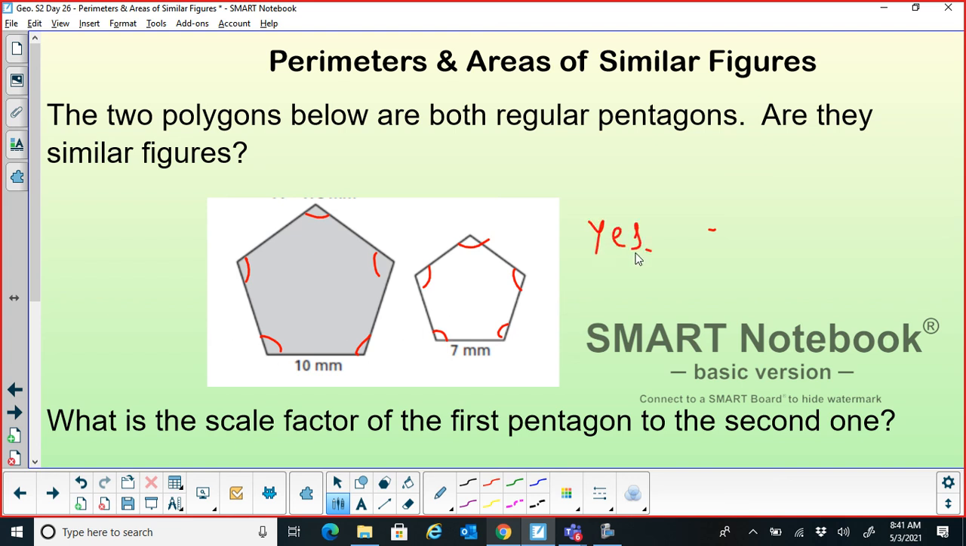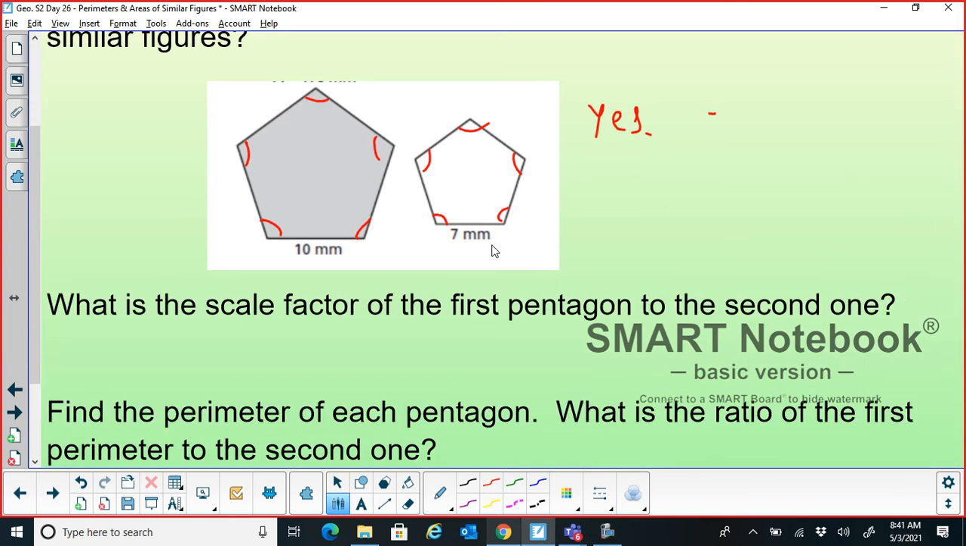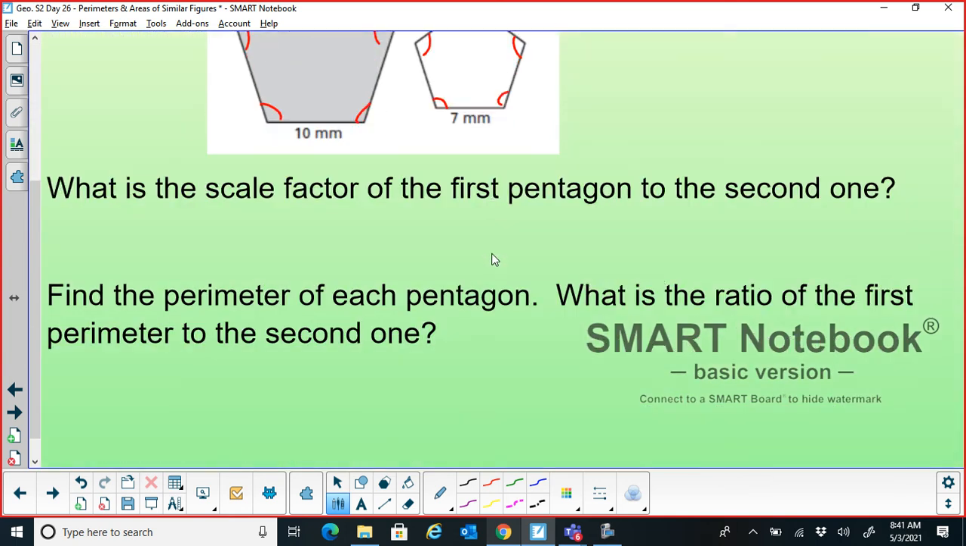Next, what is the scale factor of the first pentagon to the second one? If I want to find out the scale factor, I just have to pick any particular side of the first pentagon and divide it by the corresponding side of the second pentagon. So in this case, the scale factor equals 10 mm divided by 7 mm.